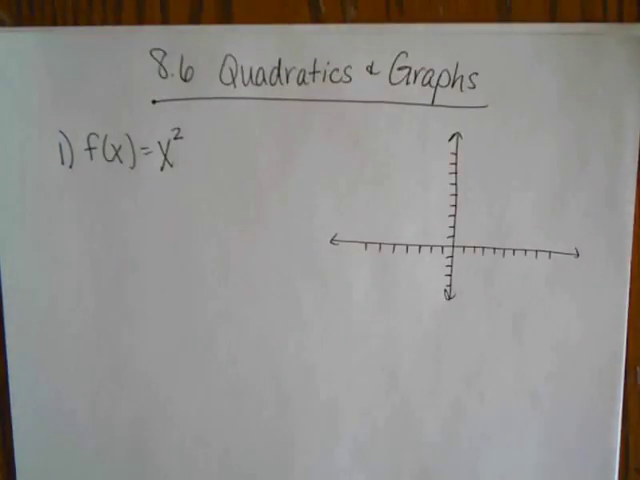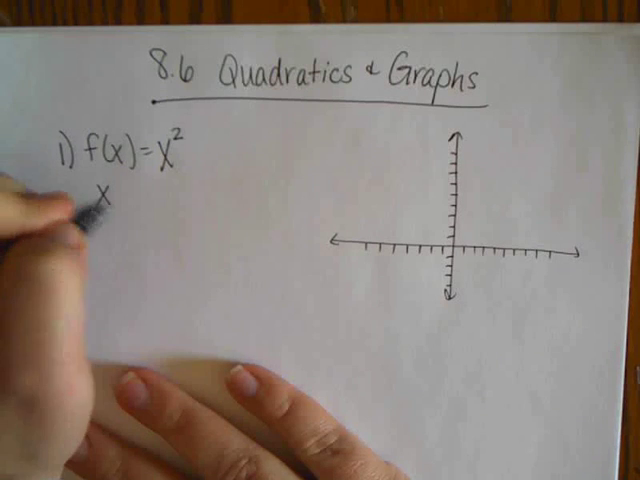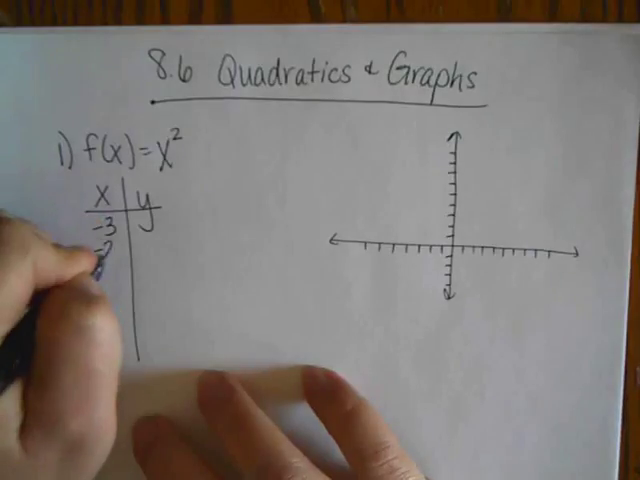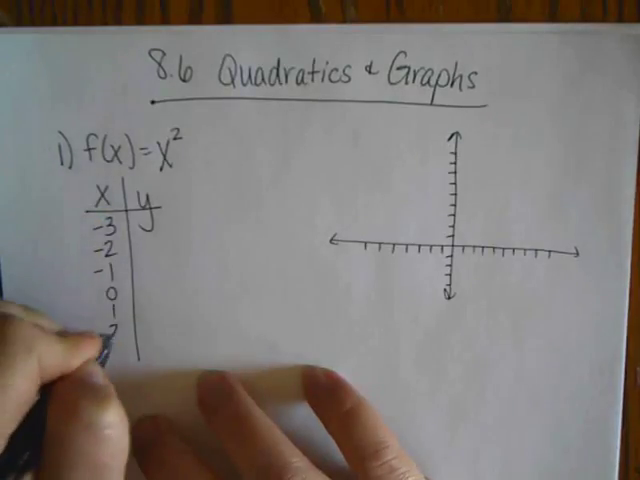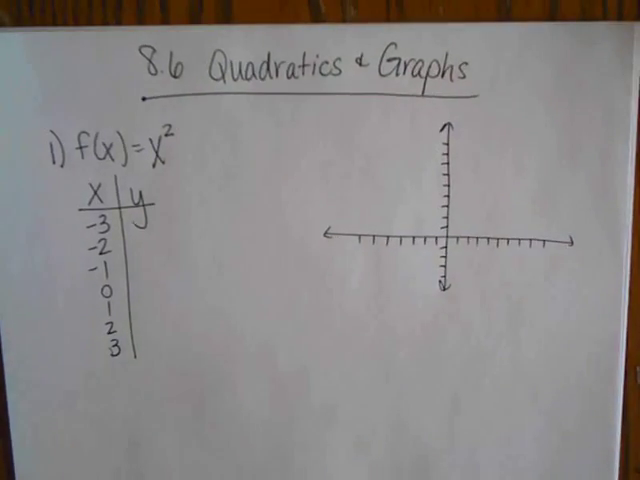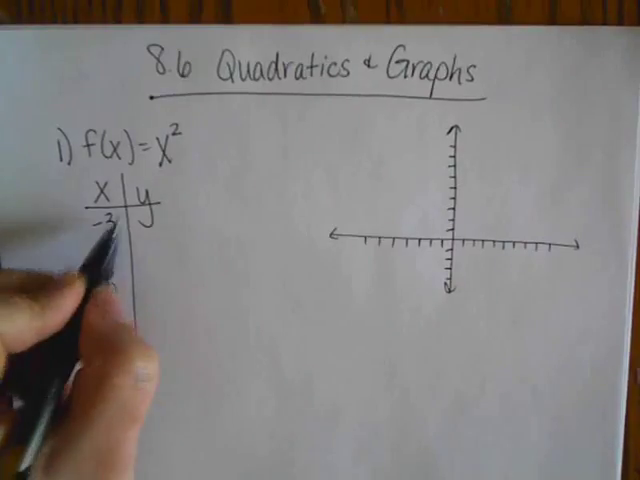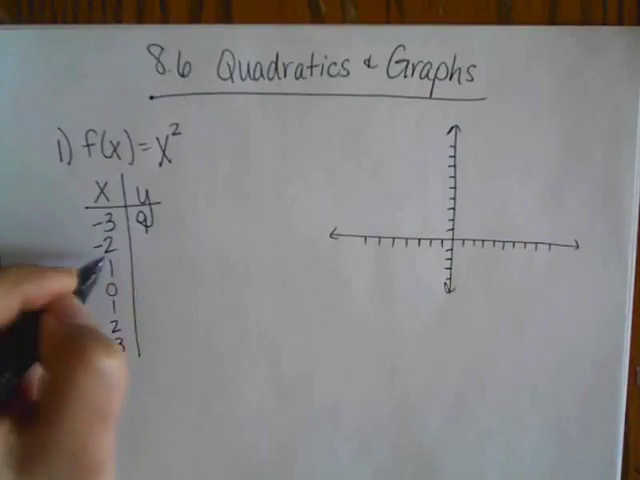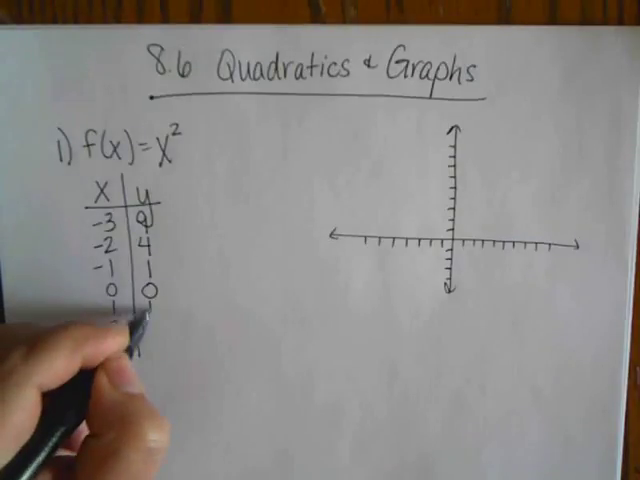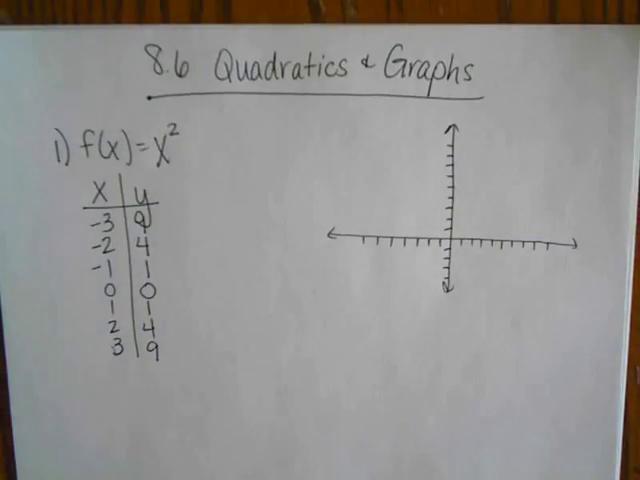So the first thing we can do is we can always make a t-table. Now eventually, I won't be recommending this, but if all else fails, make a t-table. It's worth getting the answer right. I pick some negatives, 0, and some positives just to make everything nice and well-rounded. -3 squared is 9, -2 squared is 4, -1 squared is 1, 0 squared is 0, 1, 4, and 9. They repeat. Okay, so we go ahead and plot this.